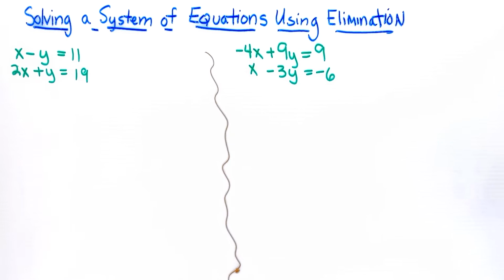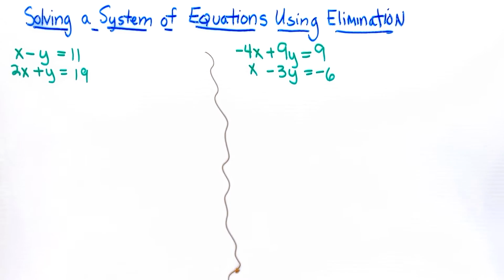This lesson is solving a system of equations using elimination. You'll see that we have 2 equations here. They're related, which means that there will only be one solution that will make x and y true for the value of the equation for the first one and the second one.